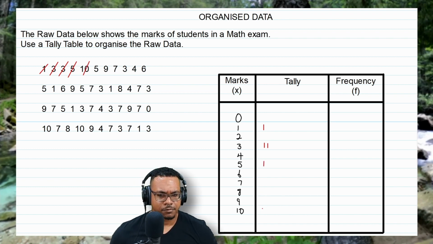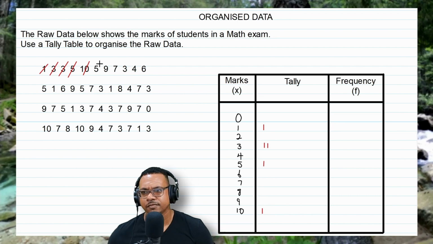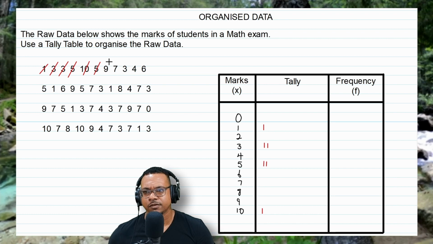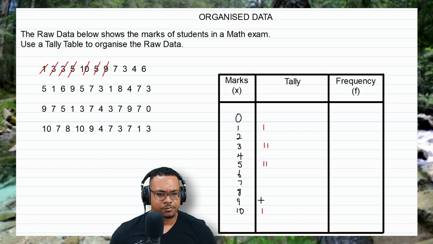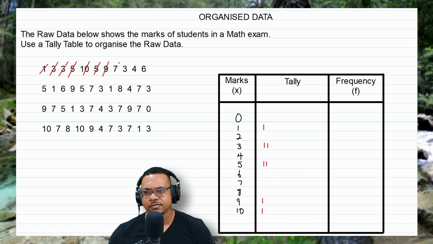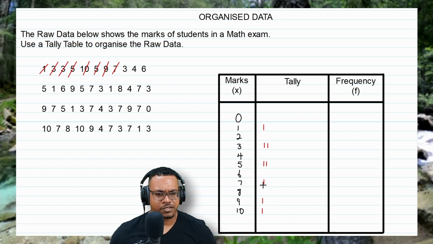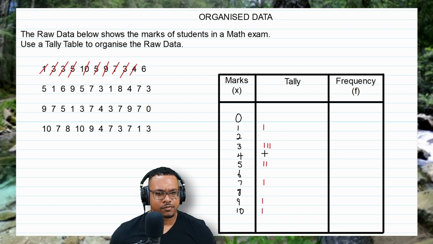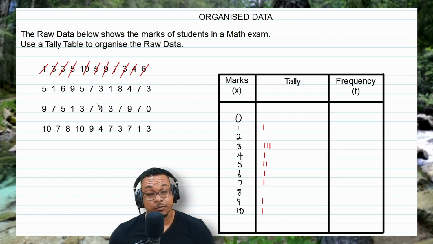10. Put a stroke here. 5 again. Put a stroke. We're going to have 9. Put a stroke like this. 7. Stroke here. 3. We're going to put a stroke here by 3. 4. Stroke. 6. And we keep going on like that until we reach the end.